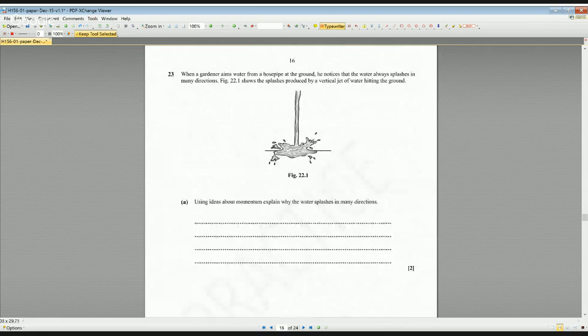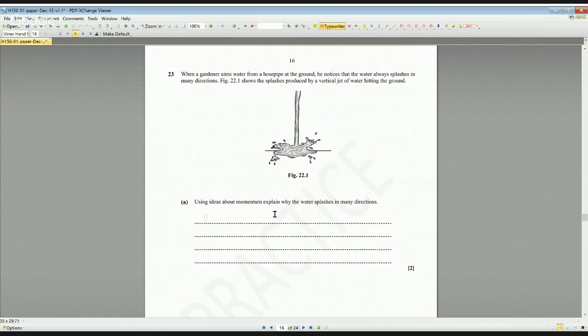Question 23. Question 23 is a very difficult question. It's something that wouldn't have been asked even in a year 12 paper in the old spec. It's using knowledge that's related more to year 13. So use ideas about momentum to explain why the water splashes in many directions. There's water traveling vertically down and then splashing in lots of directions as it hits the ground.